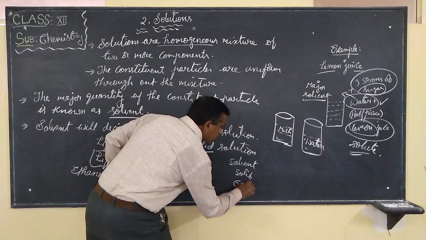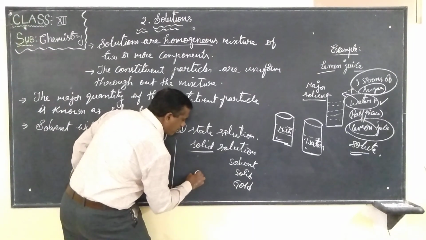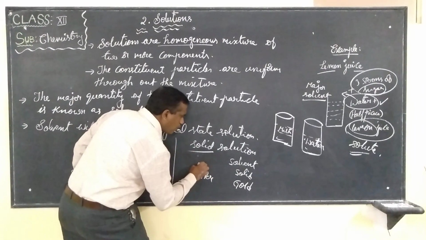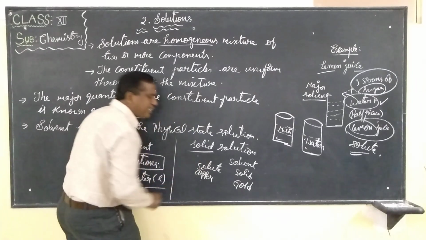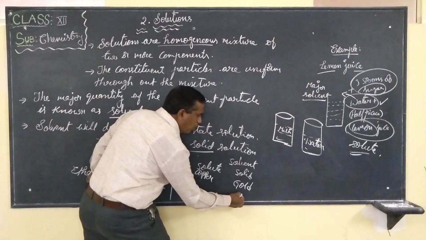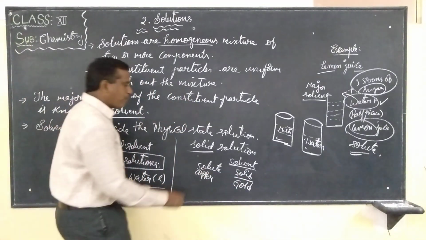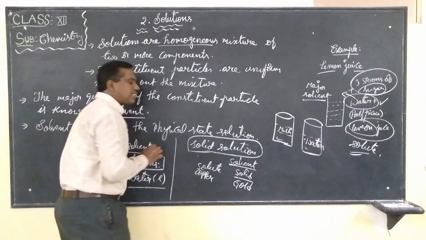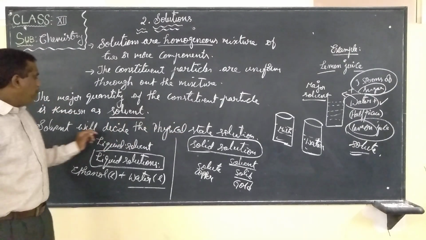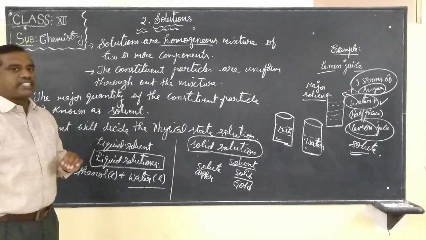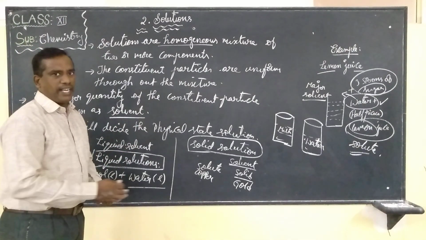Now, gold is the solid. To this gold, we are going to add the copper. Copper is the minimum amount that is present here. But gold is the solvent. What is its state? Its state is the solid state. So we call this kind of solution a solid solution. Based on the physical state of the solvent, that will decide the physical state of the solution, which we will be learning now in detail.